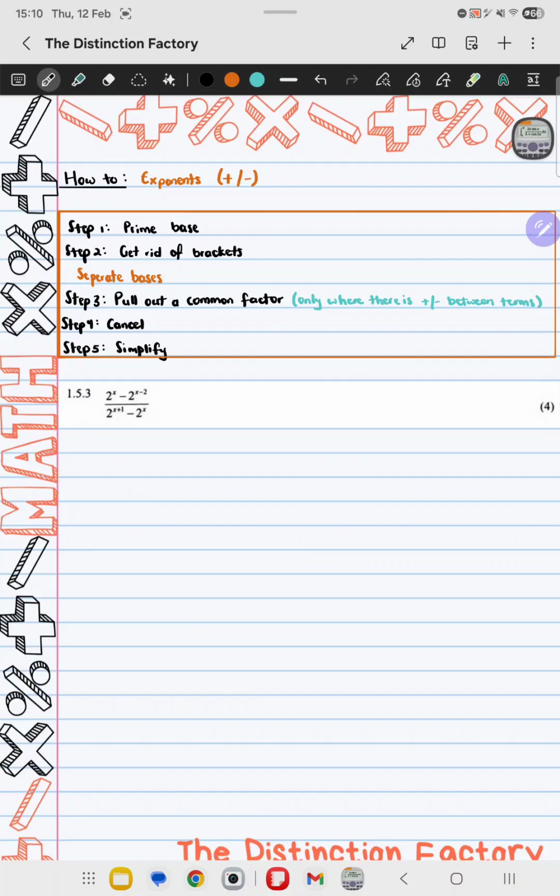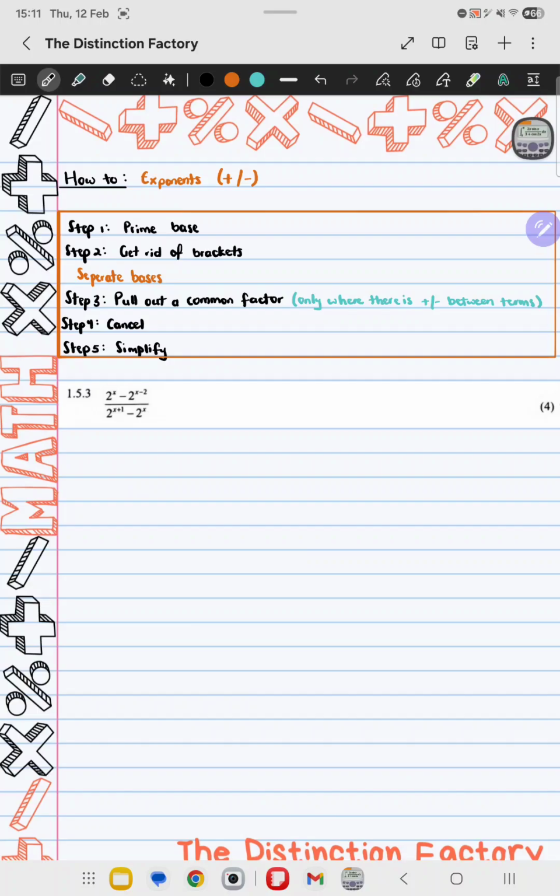Bear in mind that you are only pulling out a common factor when there is a plus and minus between the terms. If there's no plus and minus between terms, do not pull out a common factor. They are already in factor form. Step 4 says that you're going to cancel, and you're going to cancel almost always. It's going to be the common factors that you pulled out with each other. They usually always cancel off, and then you just simplify from there.